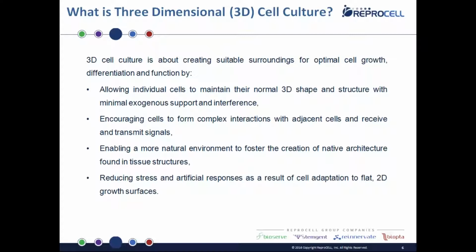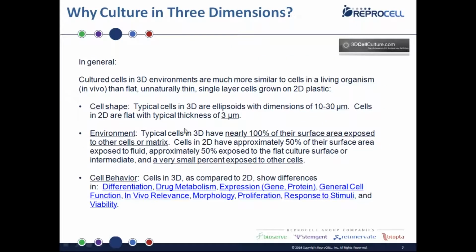So we are going back from those artificial responses, and by providing them a better environment, hopefully we get a more physiological response, which is better translatable compared to in vivo models.